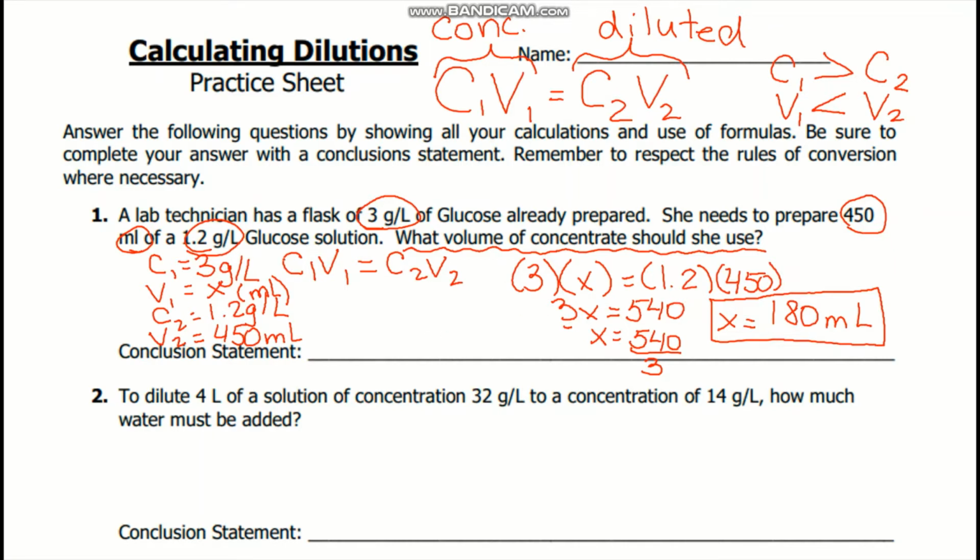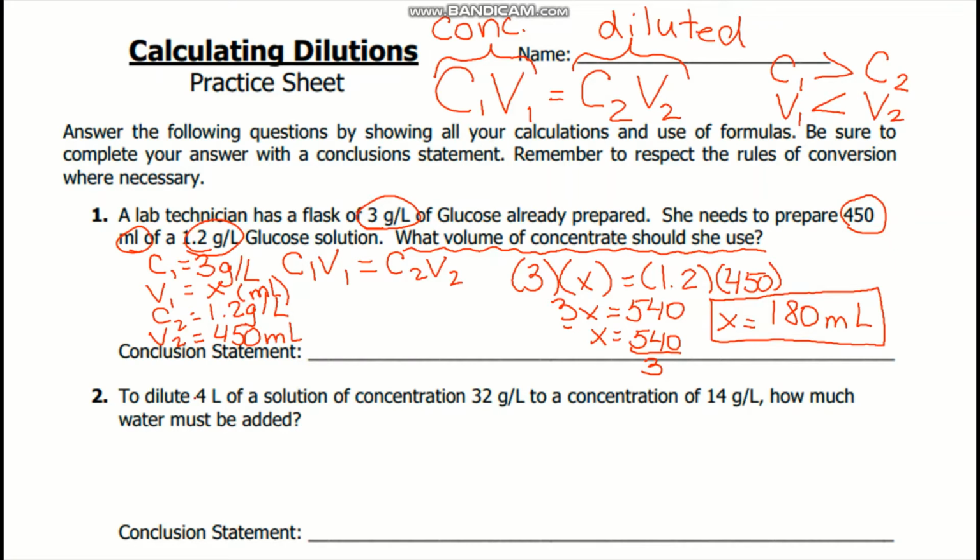It means that when this lab technician is going to create a diluted solution of 1.2 grams per liter in 450 milliliters, they are going to remove 180 milliliters from the original concentrated solution, put it in a separate container, likely a flask, and then, of course, add the remaining water in order to dilute it. Okay? Perfect.